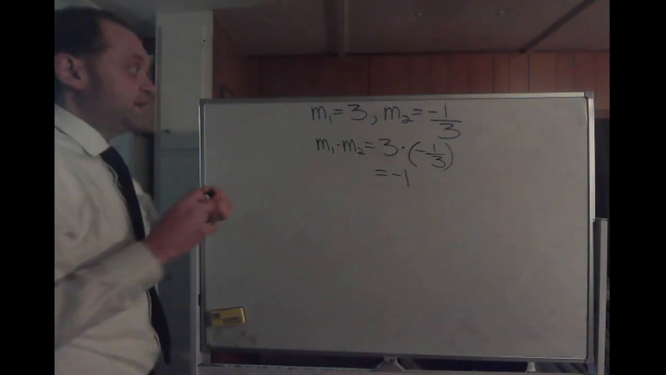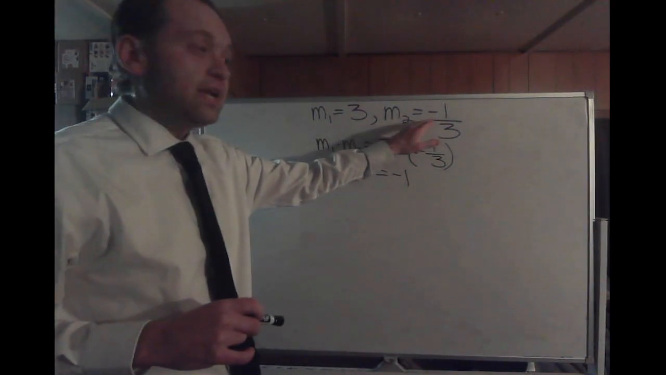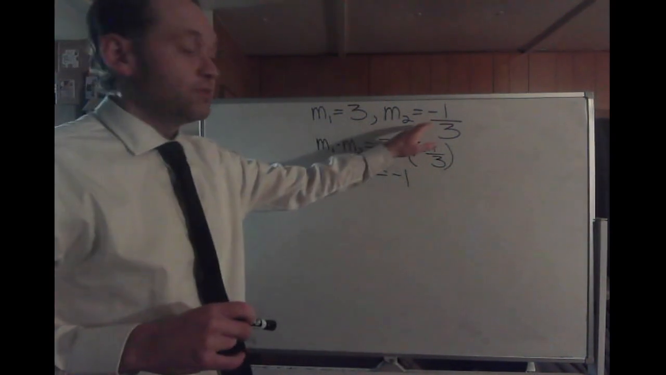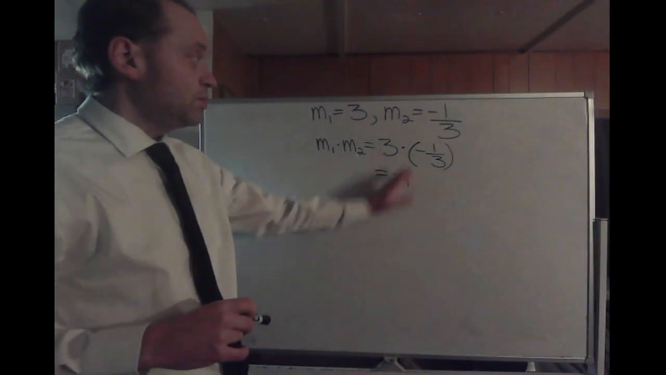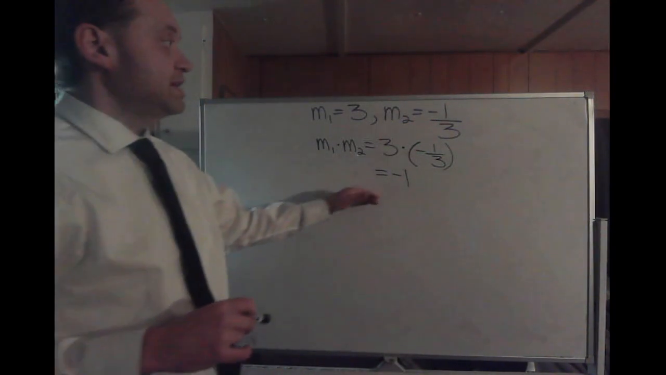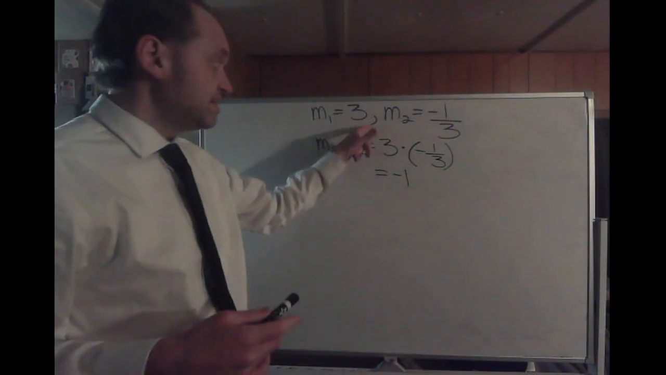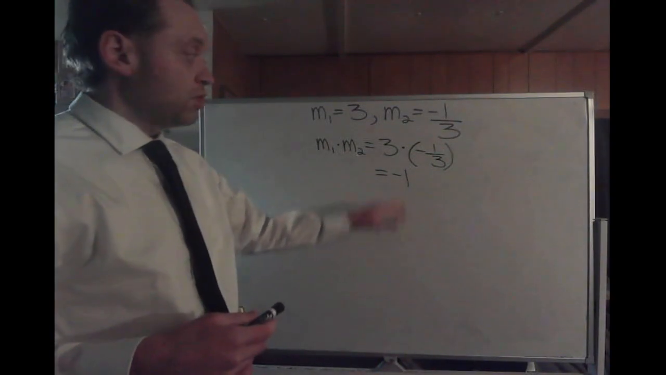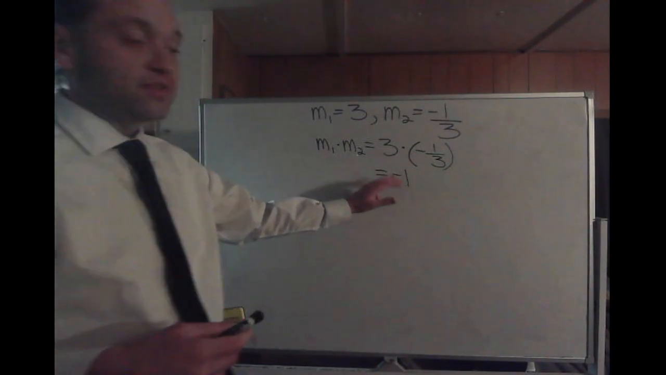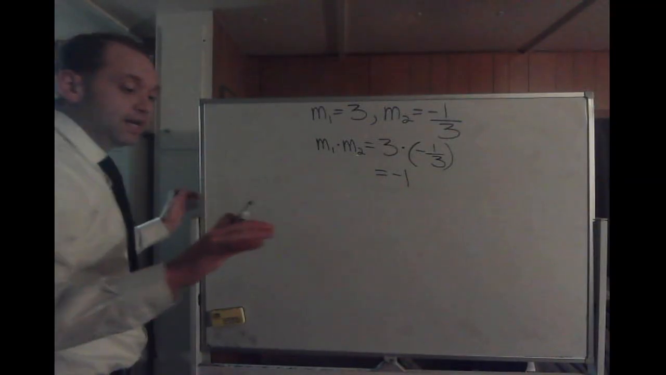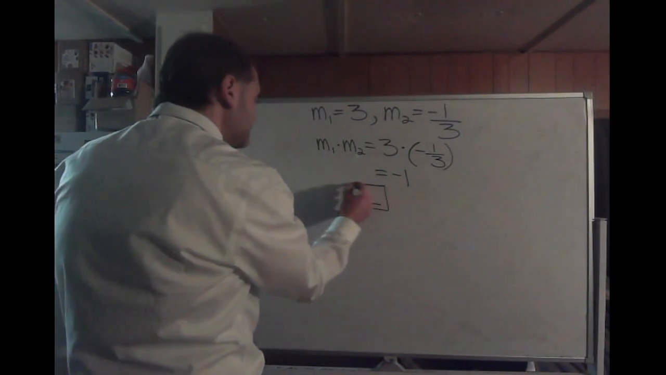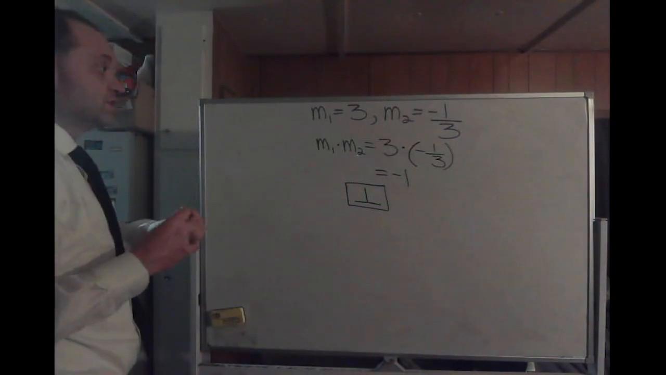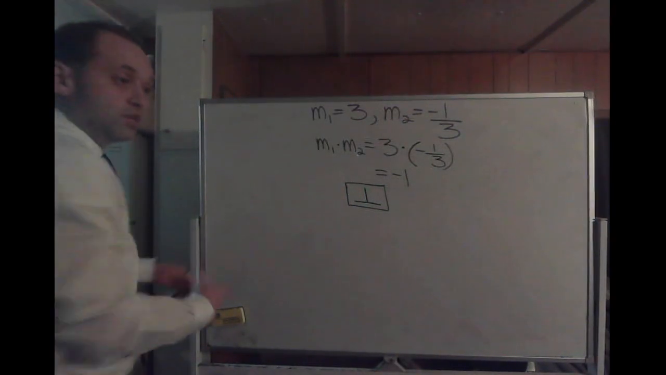Or you can use the fact that negative 1/3 is clearly the negative reciprocal of positive 3, right? Either way, if you can clearly see one slope is the negative reciprocal of the other, or if you want to multiply the product of the slopes and get negative 1, either way is fine. But in either case, you'll get that the two lines are actually perpendicular to each other then.